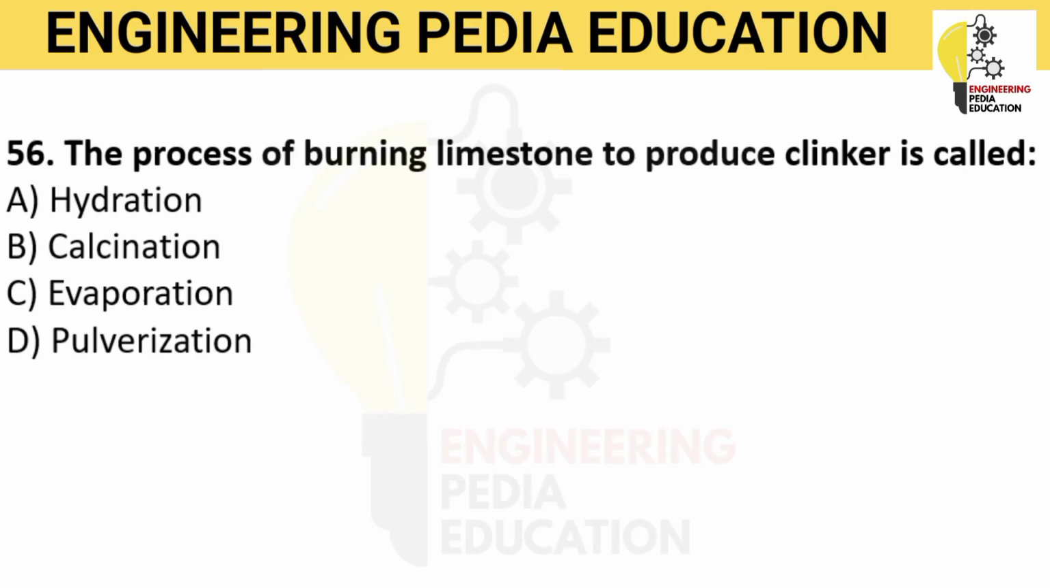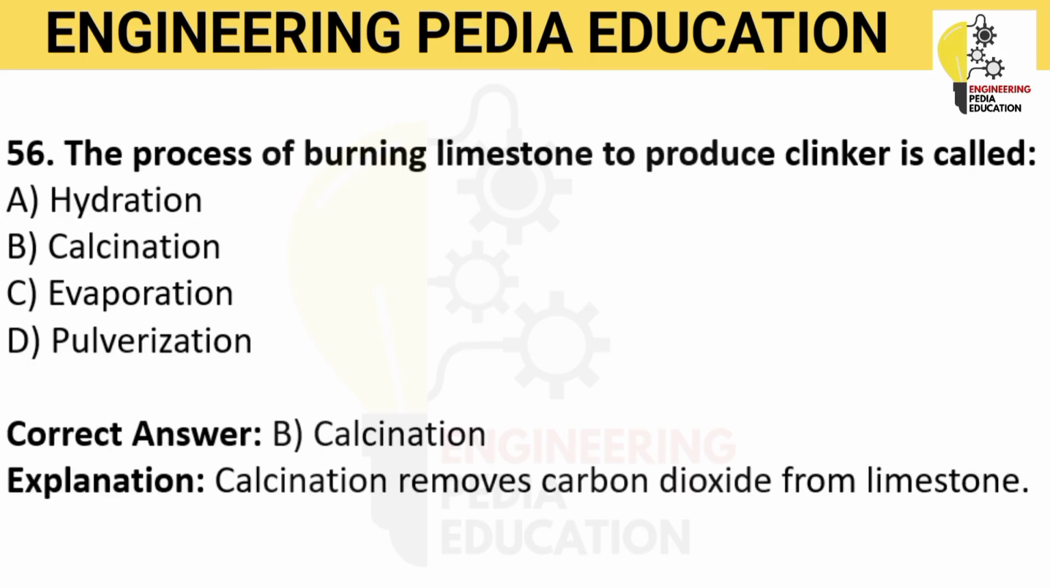The process of burning limestone to produce clinker is called hydration, calcination, evaporation, pulverization. So the correct answer is calcination. It removes carbon dioxide from limestone. Thus clinker is formed by burning limestone at 1200 degrees Celsius.